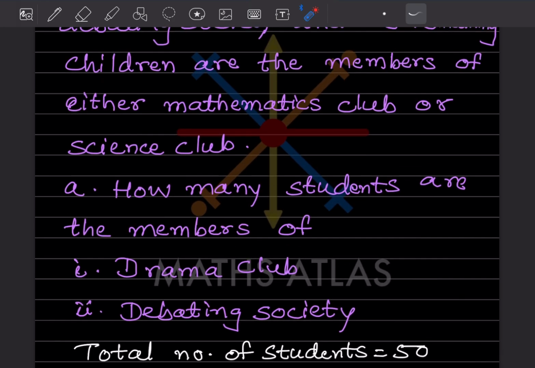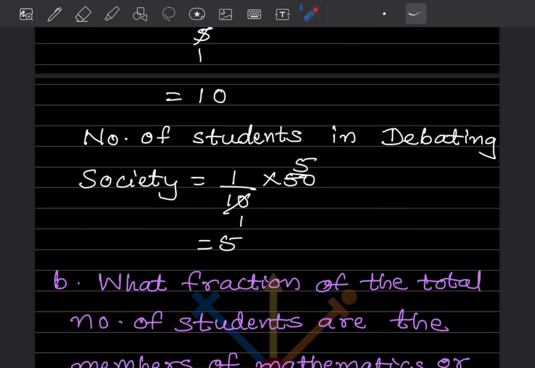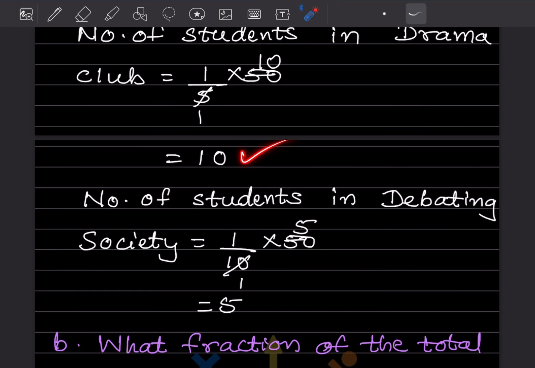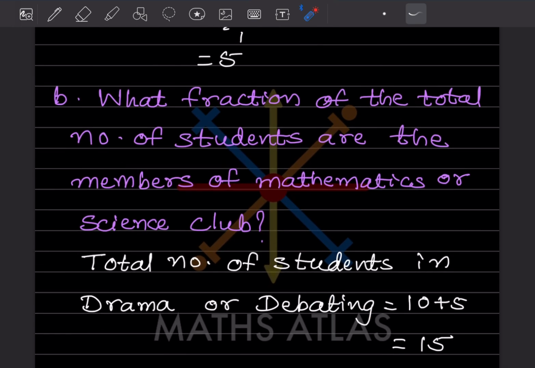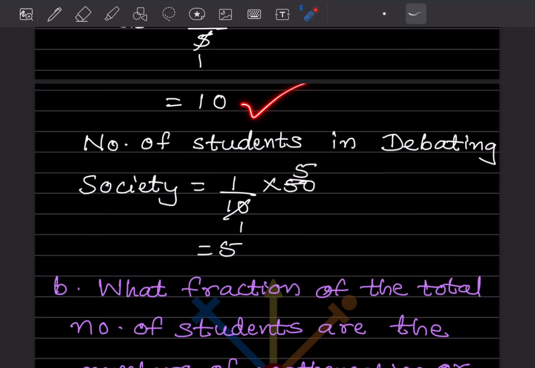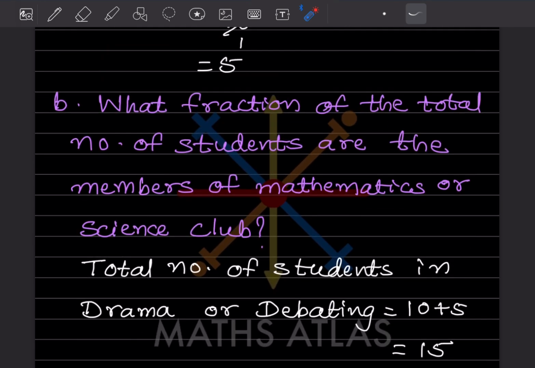So how many students are there, members of drama club and debating society? This is 10 and this is 5. So what fraction of the total number of students are the members of mathematics or science club? Total number of students in drama or debating club we got as 10 and 5, so the total is going to be 15. So students in mathematics or science club means from 50, we subtract this 15. So that is going to be 35, but we want a fraction of it.